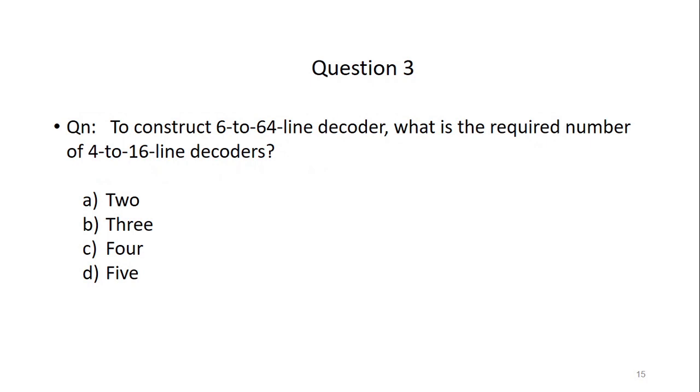Next, for constructing a 6 to 64 line decoder, what is the required number of 4 to 16 line decoders? By using 4 of the 4 to 16 line decoders, we can construct a 6 to 64 line decoder. Answer is 4.